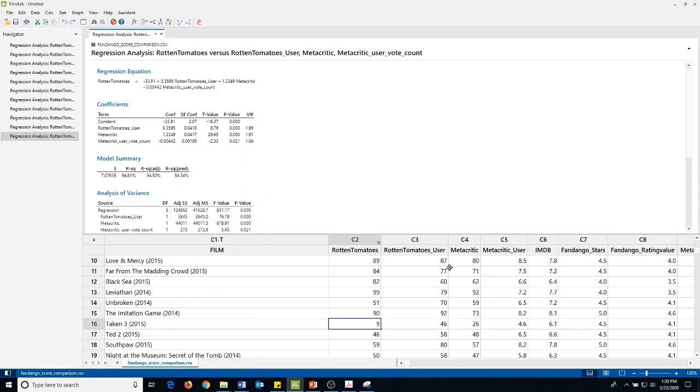So anyway, you could put your own user in here, your own ratings, and figure out what the best regression model would be for your own self, and then thereby picking the movies that you would like to see as opposed to your sister.